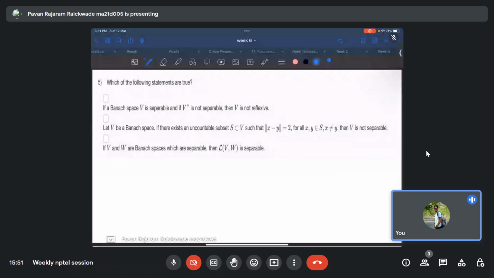So question number five says, which of the following statements are true? So the first option is: if a Banach space V is separable and if V star is not separable, then V is not reflexive.